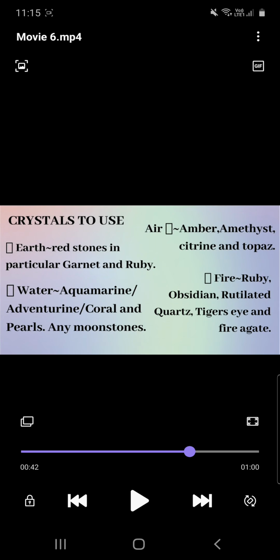So water: aquamarine, aventurine, coral, pearls and any moonstones. Air: amber, amethyst, citrine, topaz. Fire: ruby, obsidian, rutilated quartz, tiger's eye and fire agate. But there again you see obsidian's also earth. Rutilated quartz can be any, clear quartz can be any, tiger's eye is also earth. So bear in mind that this is just basic, and if you look into it more you'll find many different stones that you can use, many different crystals or gems.